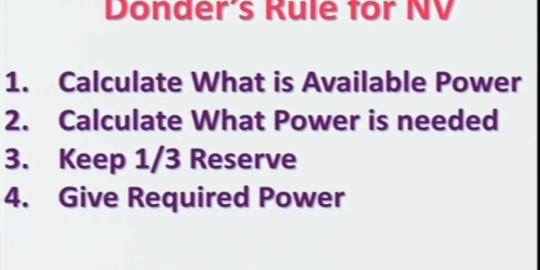First, calculate the available power for the patient. Second, calculate what power is needed to read at whatever distance he needs. This is mainly meant for watch repairers and people who work in diamond companies and so on. Then keep 1/3 as reserve and give the required power. If the same person is 40, you'll give plus 1. For 25, you'll give plus 1.5 and so on.